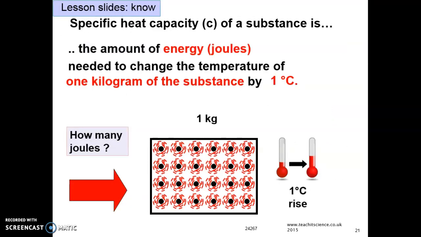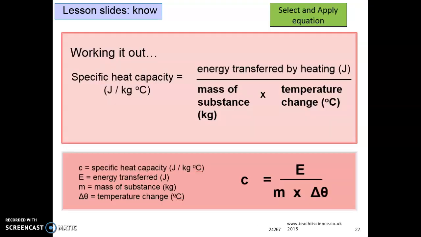So get your pens out, because this is what I'd like you to write down. This is the definition of the specific heat capacity of a substance. The shorthand way of writing that is a C. It's the amount of energy in joules needed to change the temperature of 1 kilogram of the substance by 1 degree C. All right, so this is an equation. It is a select and apply equation, which means that you don't need to remember it, but you need to know how to use it.